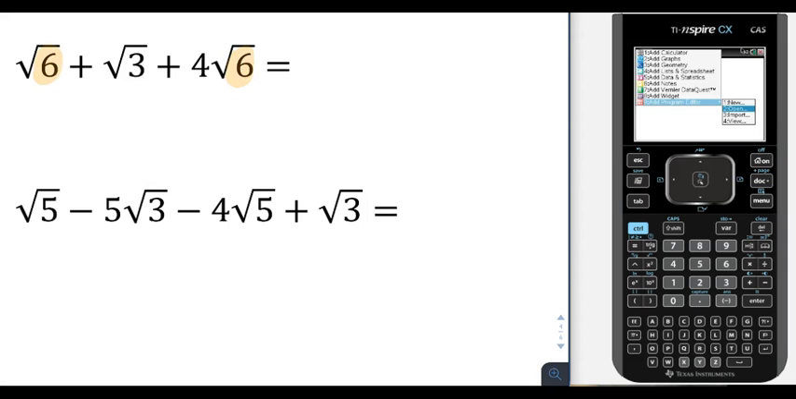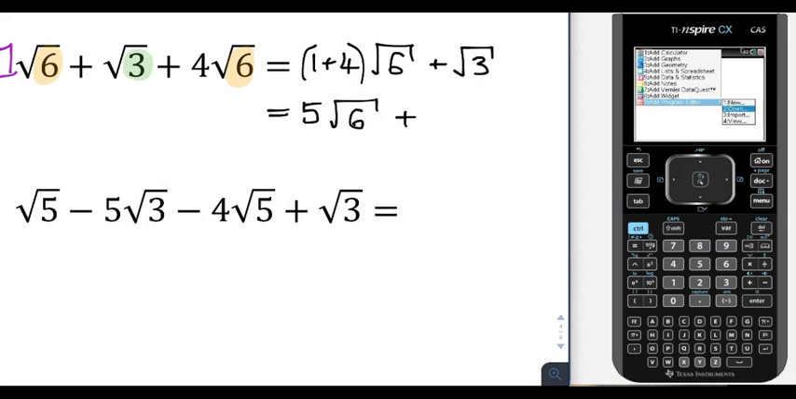are as follows. So note here, root 6 and root 6 are the same, or has the same radicand. So when I add them together, I can add the values out the front. So this is going to be the same as going 1 plus 4 root 6. And the root 3 just sits there, it doesn't change. So end result here is going to be 5 root 6 plus root 3.